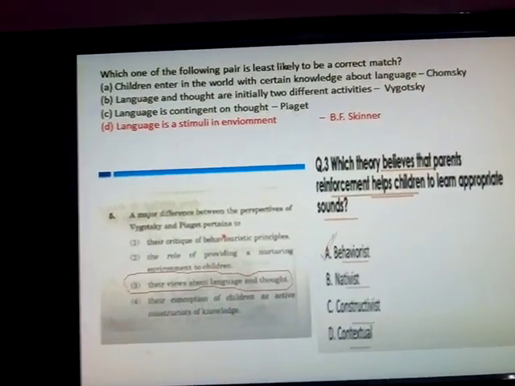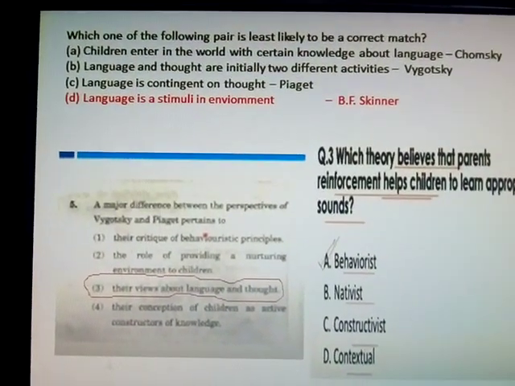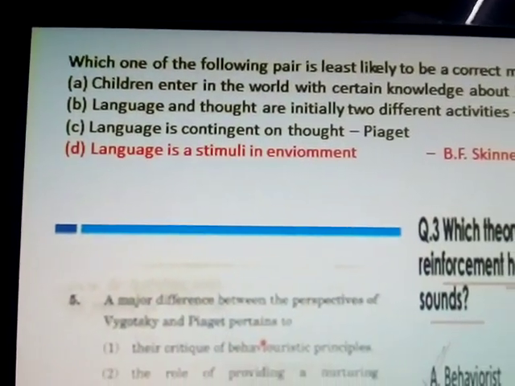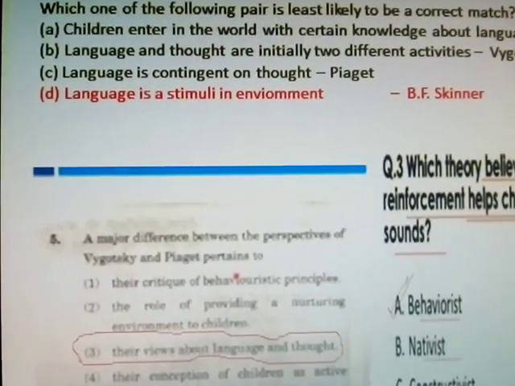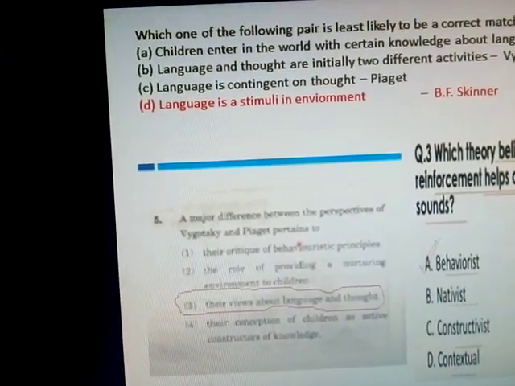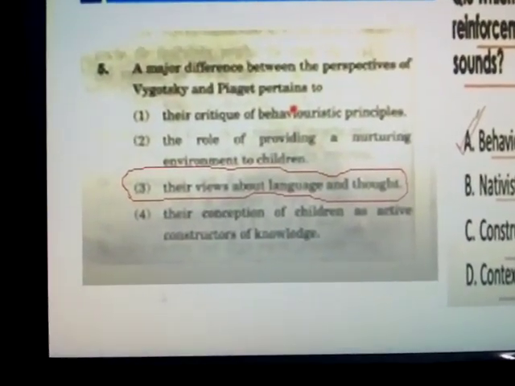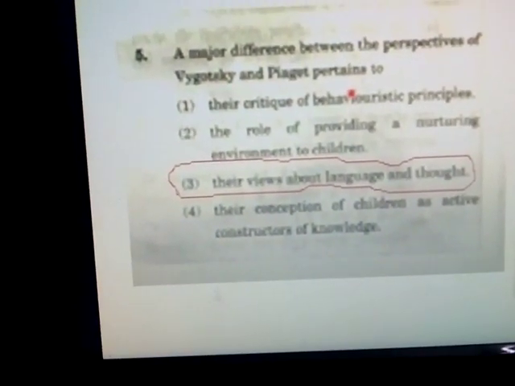Next, question answers. Which one of the following pairs is least likely to be a correct match? Answer D: language is a stimulus in the environment. Next question: a major difference between the perspectives of Vygotsky and Piaget is their views about language and thought.